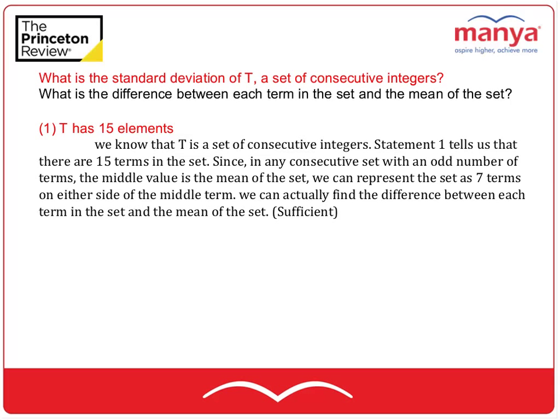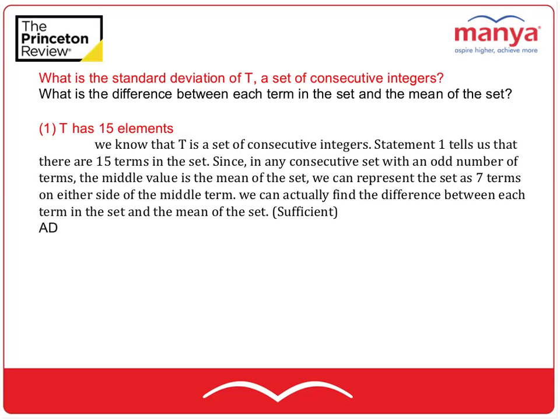So this statement is sufficient, right? Since we know the number of elements is 15, and since we know they are consecutive, and since we know the mean is equal to median, we get all the data required for finding the standard deviation. So this statement is sufficient. We need not actually find the value. We have to just say whether it is sufficient to get the standard deviation or not, right?